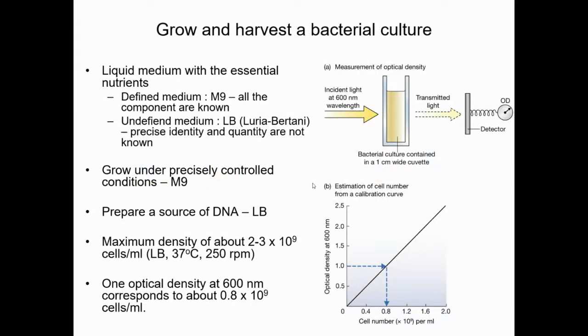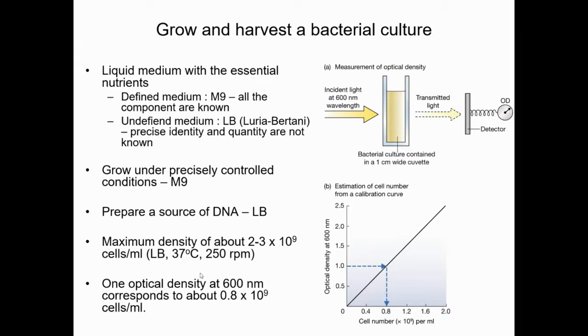To grow the cell culture, you use different kinds of media, from yesterday's lab that you practiced. You can use a defined medium, for example the M9 medium, so you know all the components. Also you can use an undefined medium, like the Luria-Bertani LB culture, which is commonly used in the laboratory to grow bacteria. The maximum density is about 2 to 3 times 10 to the 9.